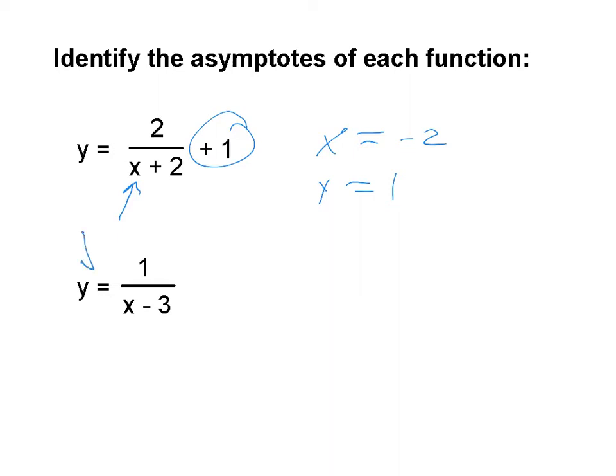How about on this one? What's our x asymptote? Notice if I put a 3 here, I'd end up with 0 on the bottom, so that's what that is. And notice there's nothing here. So if there's nothing there, you just put 0 as your y asymptote, okay? So if there's no adding or subtracting going on at the end, your y asymptote is just 0.